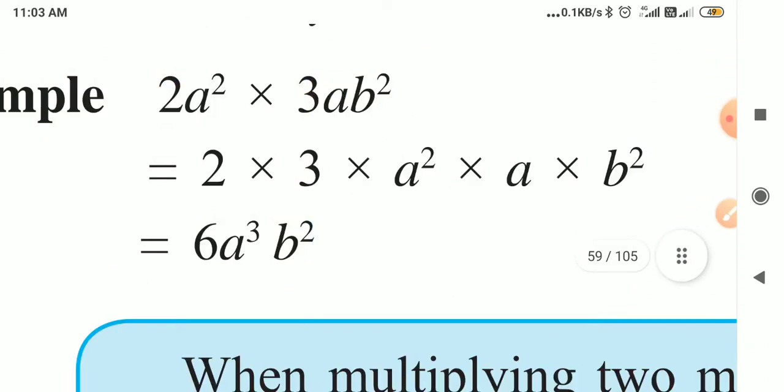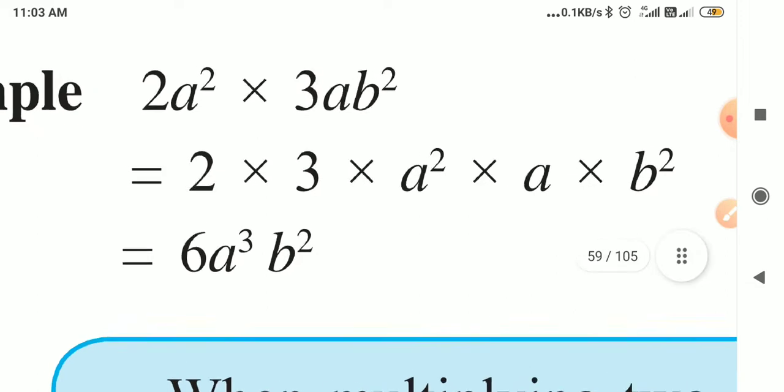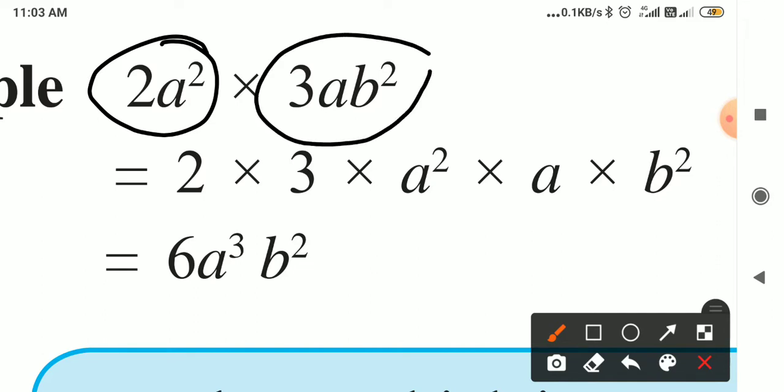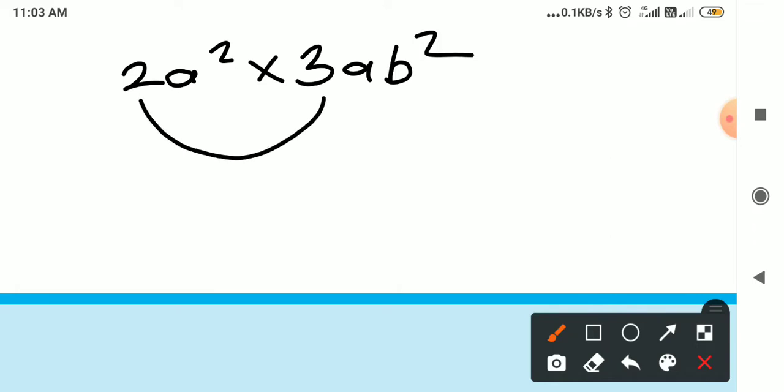Here is one more example. It is also an example of monomials. If you see here, 2a square is a single term and we have to multiply 2a square with 3ab square. So here first of all we have to do the multiplication of numbers at first. So 2 3s are 6.